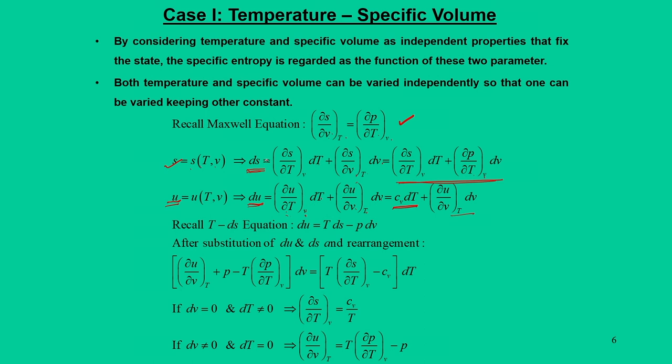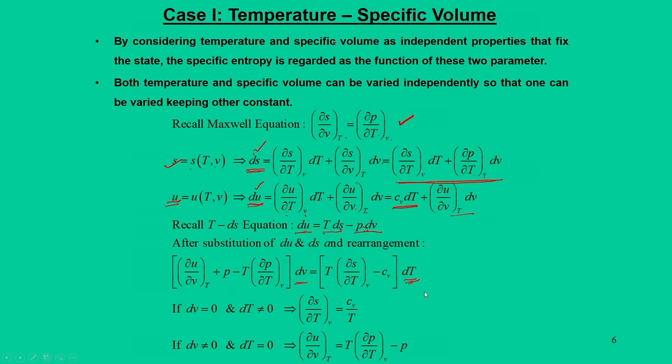So, we have two equations, dS and dU. Now, recall the TdS equations. One of the TdS equations is dU equal to TdS minus PdV. Now we have expressions for dS and for dU. We place dS and dU in this TdS equation, and after some arrangement and simplification, we have these expressions. On one side the variation is in dV, and on the other side the variation is in dT. So, it means that these two are independent properties.